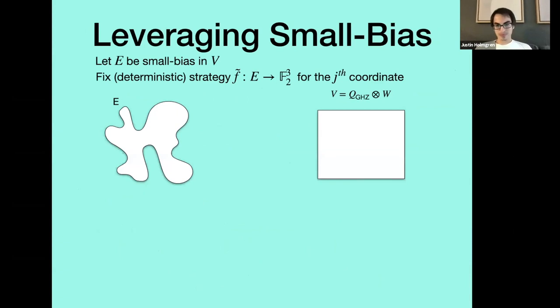Okay, so how do we actually leverage small bias? Suppose that we have a small bias set. This is a funky shape that I drew here. And it's small bias in this type of linear space. And we fix a particular strategy that works on the small bias set, and we want to use that to construct a strategy for the whole linear space.